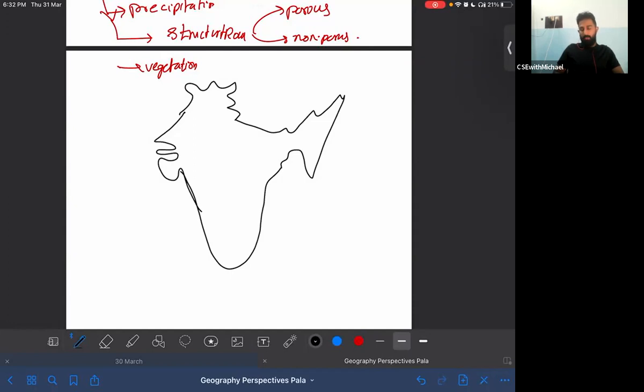On the other hand, semi-consolidated formations have secondary permeability, due to the presence of cracks, fissures, faults, rift valleys, etc. These will have relatively high permeability and allow infiltration of water.